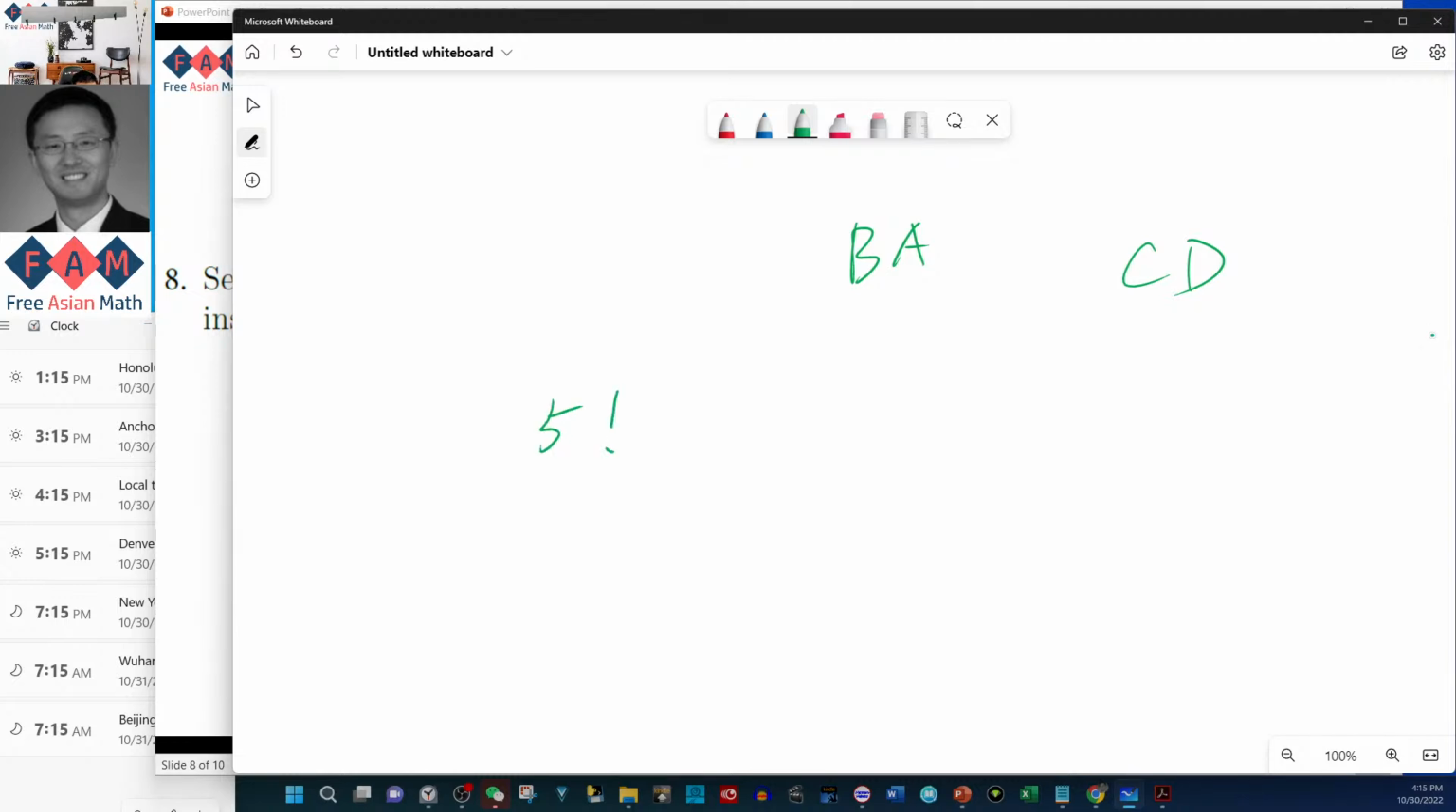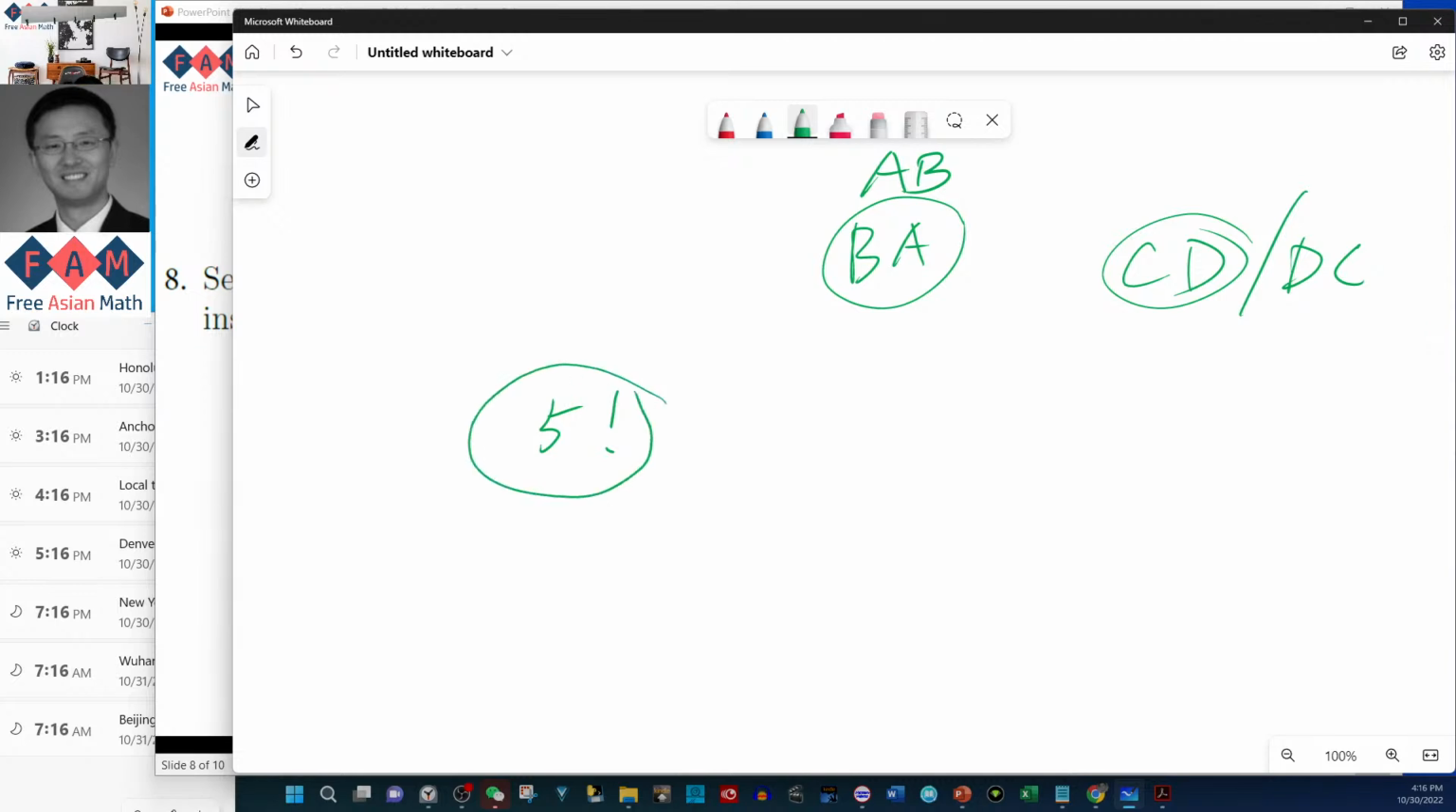But now here comes the tricky part. Both A, B and C, D should be able to permute within themselves. So A, B and B, A are possible. C, D and D, C are possible. Therefore, you have to multiply this 5 factorial by 2 and 2. What is 5 factorial? 5 times 4 times 3 times 2, that's 120. So in this case, it's 480.